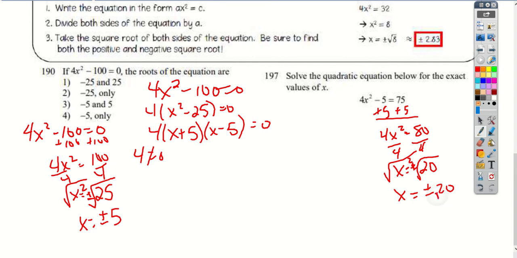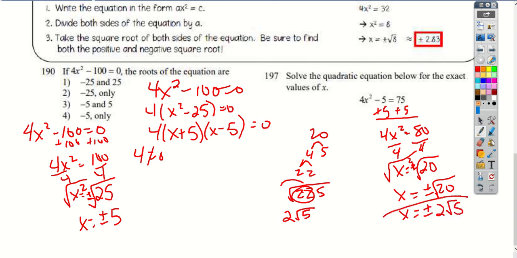And for exact values, the square root, we could factor this down. So 20 is going to become 4 and 5. 4 is going to break down to 2 and 2. So the square root of 20 is 2, 2, and 5. And then we're going to take out the 2's. Remember, the twins got loose, only one survived. So x is equal to plus or minus 2 square root of 5. And there's my exact value.